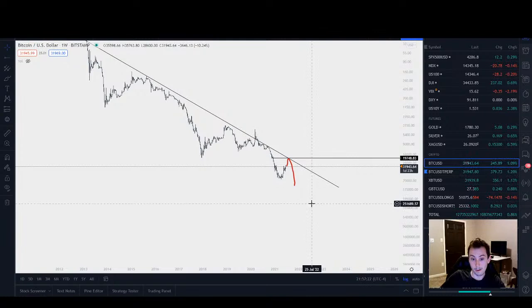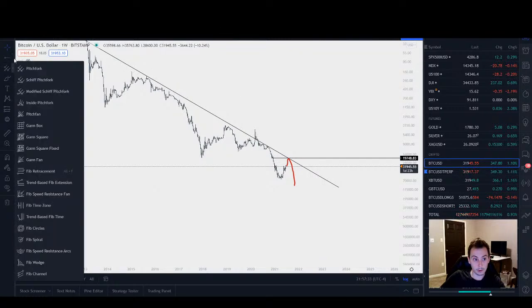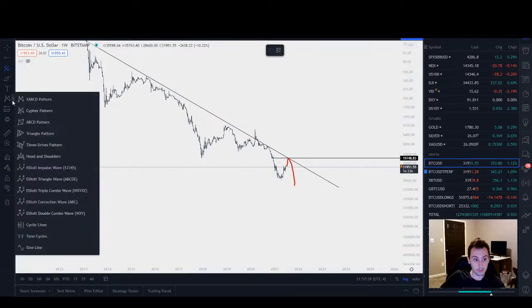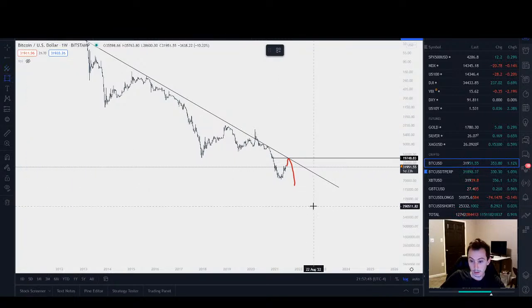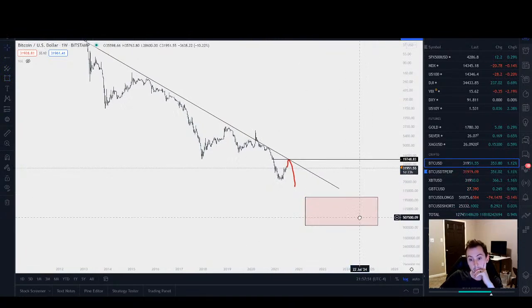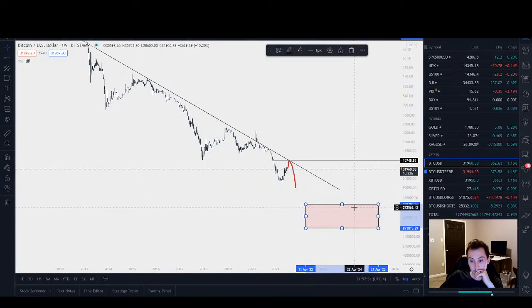Maybe by mid next year we're looking at 400,000 or 500,000. We could be anywhere in this range. Let's draw it in. We could be anywhere. I don't know TradingView well enough yet. Rectangle. I could see us anywhere in this range. Somewhere around here, within a time frame of April, September.